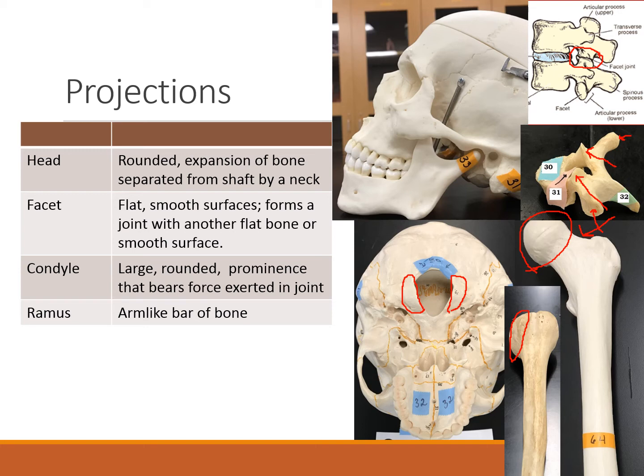Our last projection is a ramus. A ramus, which is depicted here, is simply a curved arm-like bar of bone, and it gives structural support to the rest of the bone.